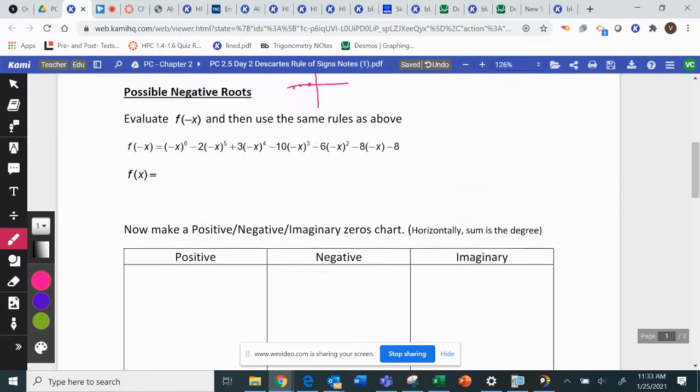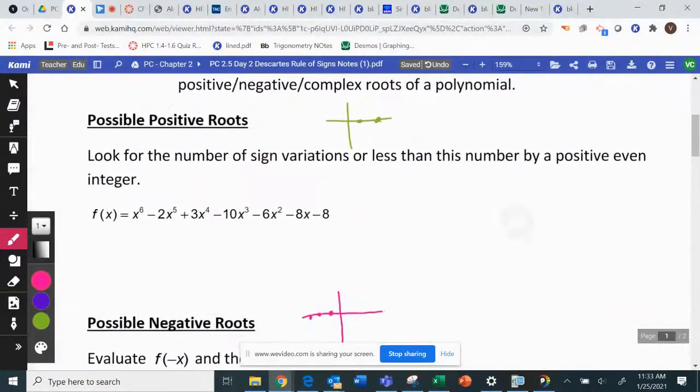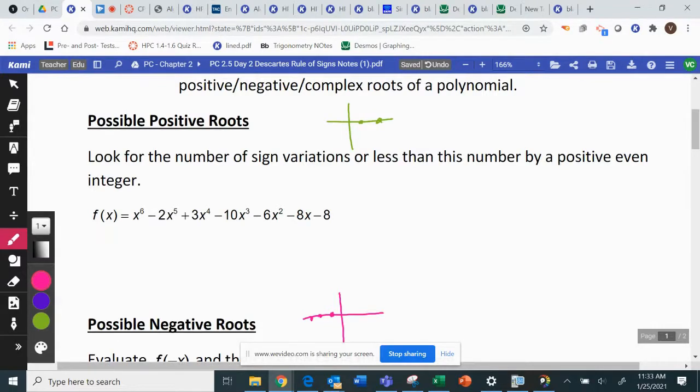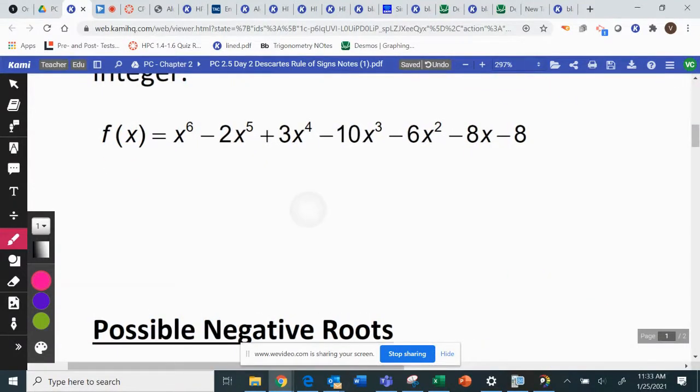So Descartes' rule of signs starts with this. We're going to look at the given equation, and we're going to go from left to right, and we're going to look for sign variations. That's where it changes from plus to minus or minus to plus. So I'm just going to go from left to right, and I'm going to start with a positive x to the 6th, and then I'm going to go to a negative 2x to the 5th. That is a sign variation. That is a sign change. Then negative 2 to positive 3, that's a sign change.